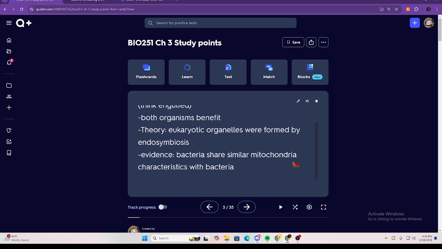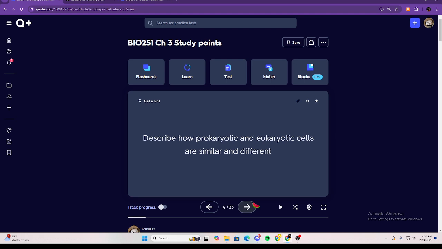So the evidence is that bacteria share similar mitochondria characteristics with eukaryotic cells. Sorry, I miswrote it. So basically, bacteria and eukarya kind of have similar mitochondria characteristics. They kind of look the same, so that's why they came up with endosymbiosis, or that theory.